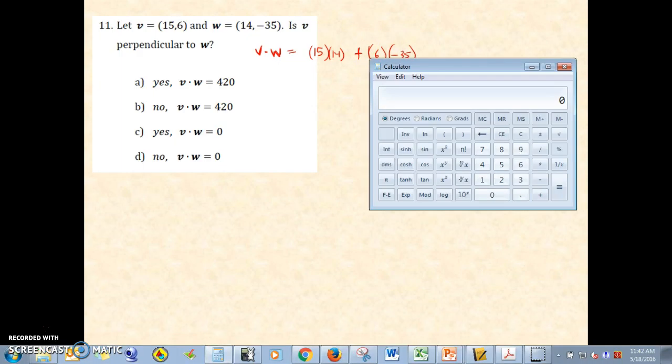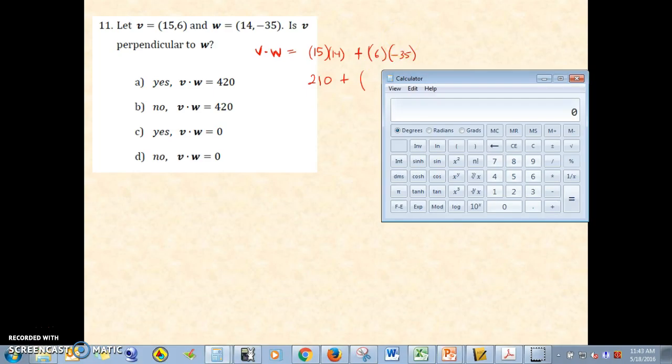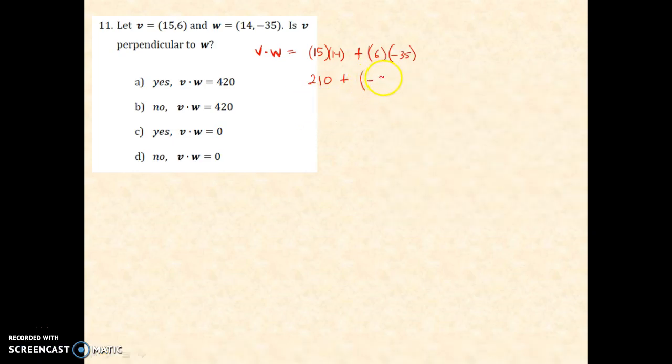So 15 times 14 is 210. Plus, and this is going to end up being negative, right? Positive times a negative is negative. 6 times 35 is 210. So 210 minus 210 equals 0. So the dot product is 0, which means that they are perpendicular, aka orthogonal. So yes, dot product equals 0.